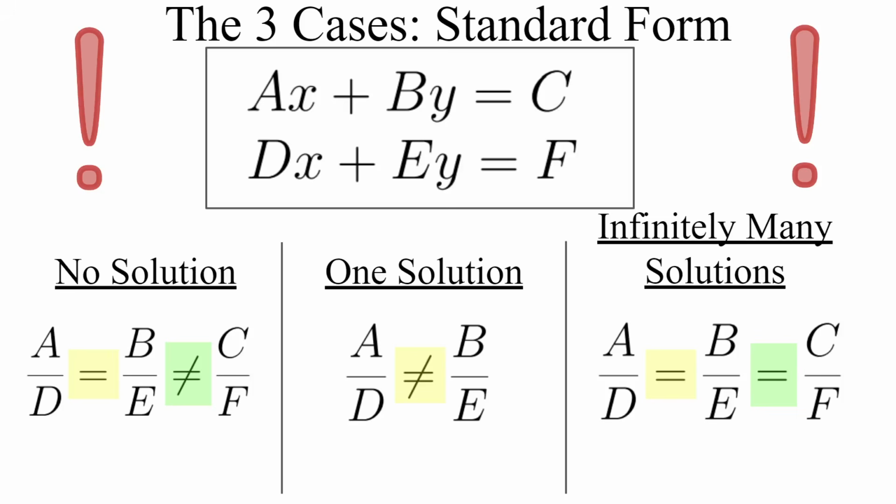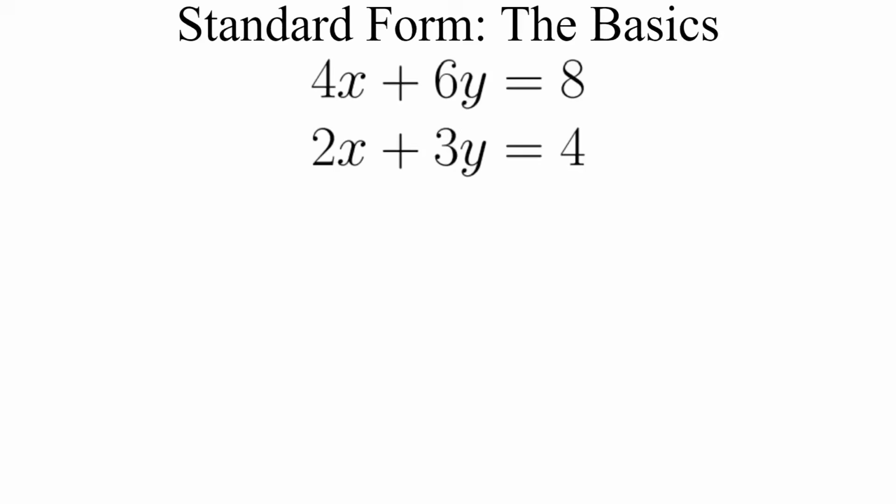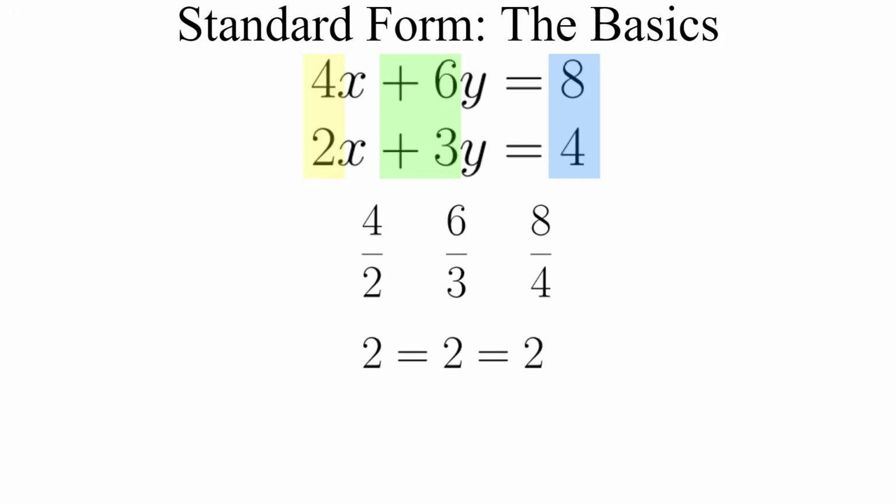Okay, so let's do some basic problems. So we've got two equations here. I don't know how many solutions this has, so I'm going to identify all these constants and write them down. So 4 divided by 2, 6 divided by 3, 8 divided by 4. Now I'm going to simplify. So we get 2, 2, and 2.